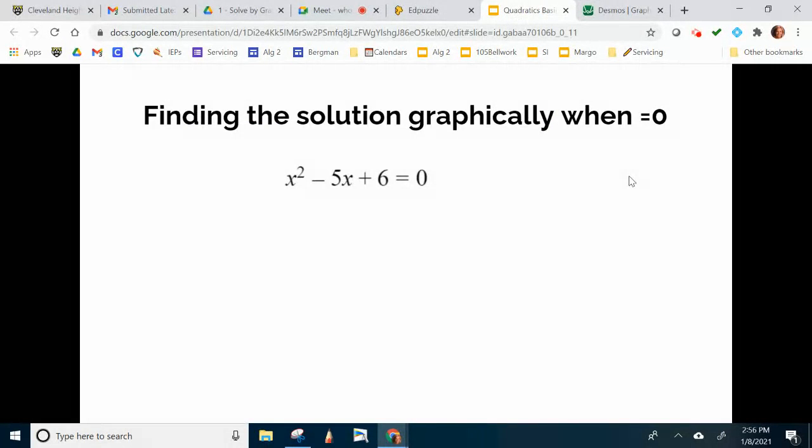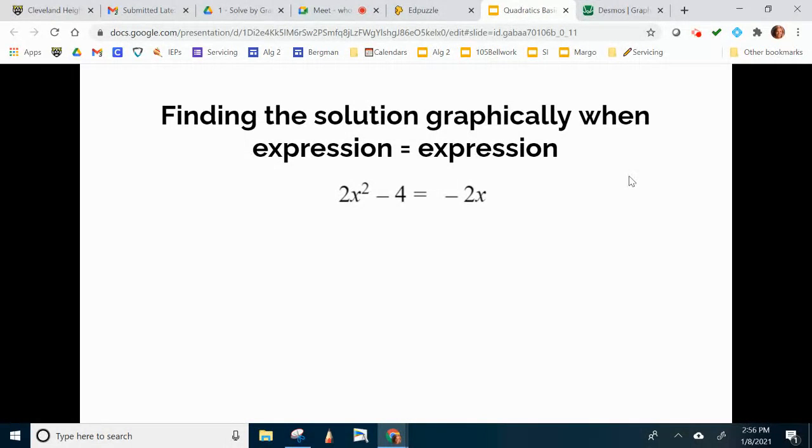Now I'm going to show you another format that your equation may come in. It might look something like this, where you have an expression equal to another expression. No algebra necessary. When we want to solve this, we're going to open up Desmos again, and we're going to put the left half of the equal sign on one line, and we're going to put the right half on another line. So we're actually going to have two graphs. So let's go do that.